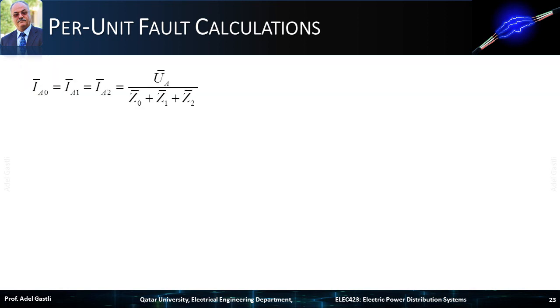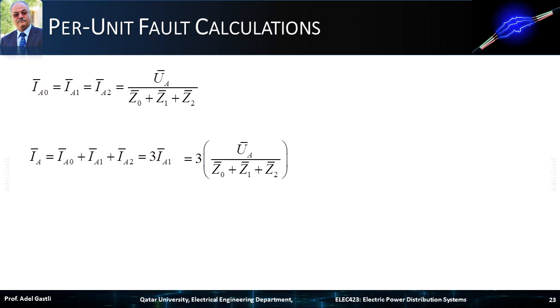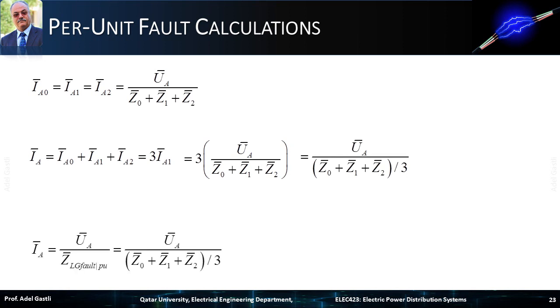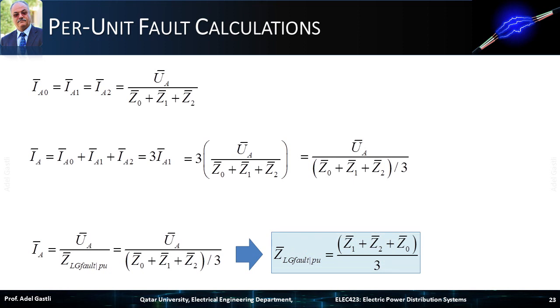We know that the actual phase A current is related to its sequence currents by this equation. Since the three sequence currents are equal, then we can write that the actual current is 3 times the positive sequence current. That is equal to 3 times voltage UA, divided by the sum of the sequence impedances. That equals also UA divided by 1/3 of the sum of the impedances. Knowing that, the fault current IA equals the voltage UA, divided by the total fault impedance. Then, we can write that 1/3 of the sum of the sequence impedances is actually the equivalent total line to ground fault impedance. We will apply this formula to all calculations of network impedances.